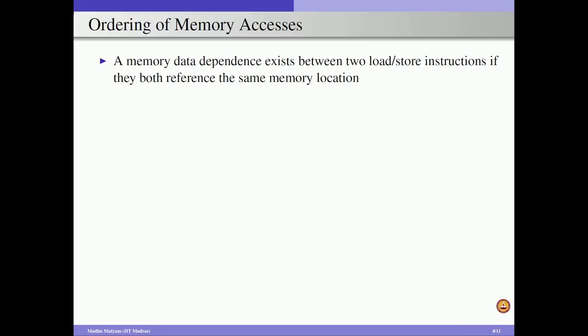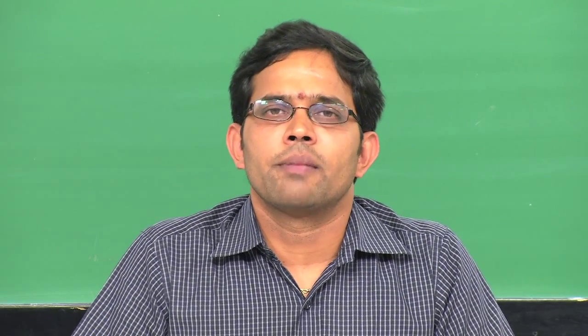Similar to the ALU instructions, the memory instructions also have dependencies among them. A memory data dependence exists between two load and store instructions if both these instructions refer to the same memory location. But how do we know whether two instructions are actually referring to the same memory location? Any load and store instruction typically consists of two components: one provides the base address, the other provides the offset. We have to add the base address contents with the offset to get the effective address, and this effective address is an address location in the memory generated by the program.